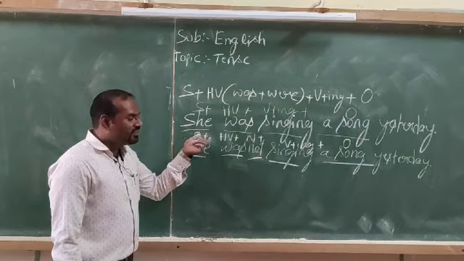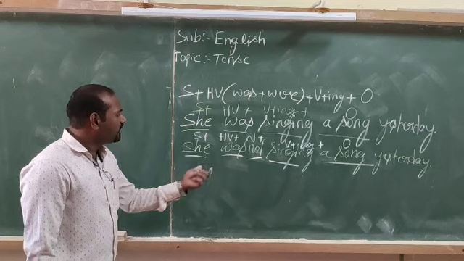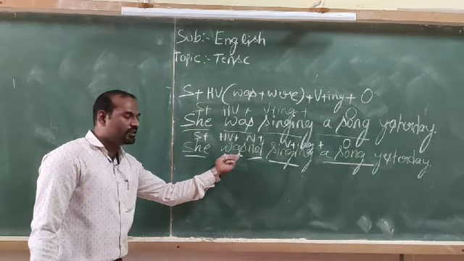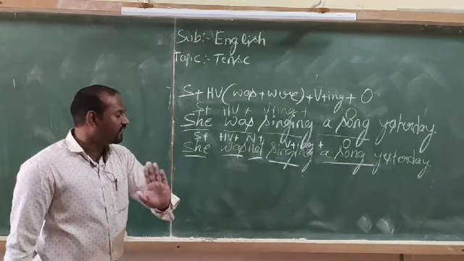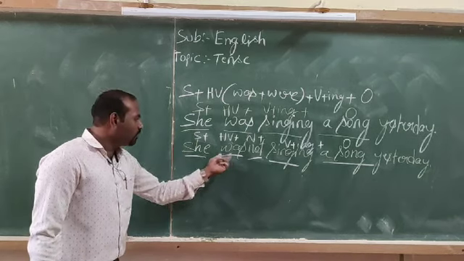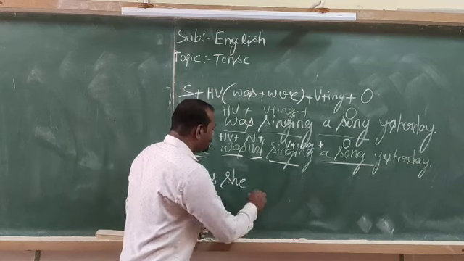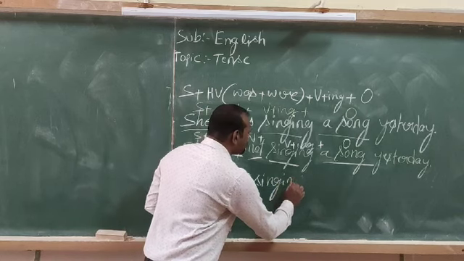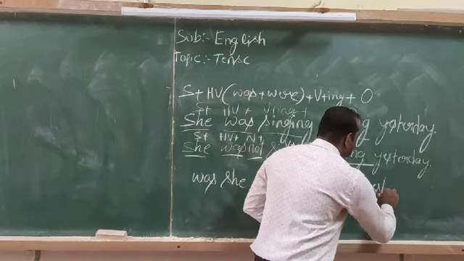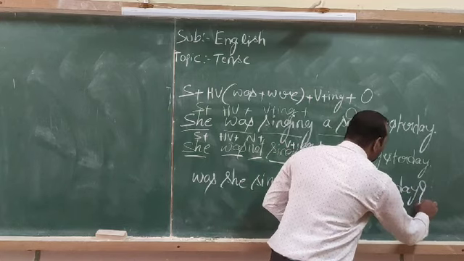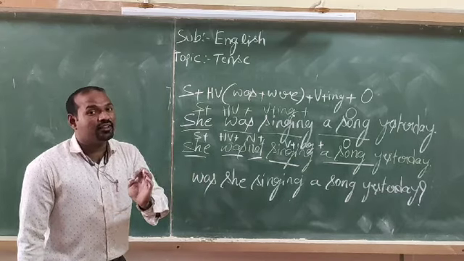And when we change the positive sentence to the interrogative sentence, what we need to do here is take the helping verb in the first place. Here the helping verb is was. Why did I take was here? Because the subject she is considered singular. That is why I took was as a helping verb here. Take was in the first place. Was she singing a song yesterday? Question mark. Look, this is the structure of the interrogative yes or no type of sentence.